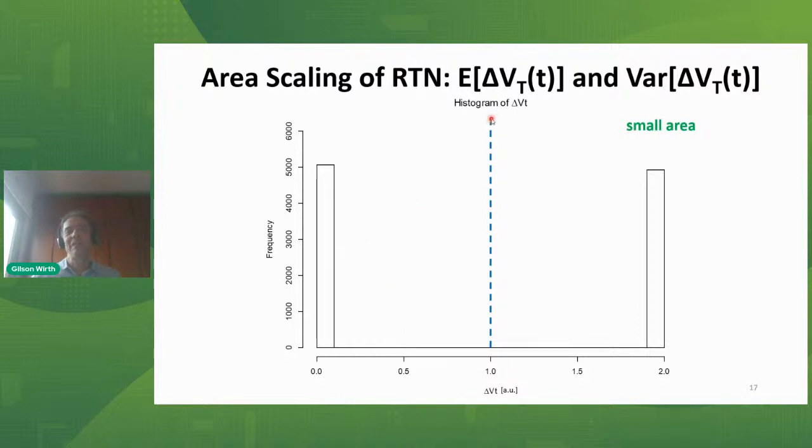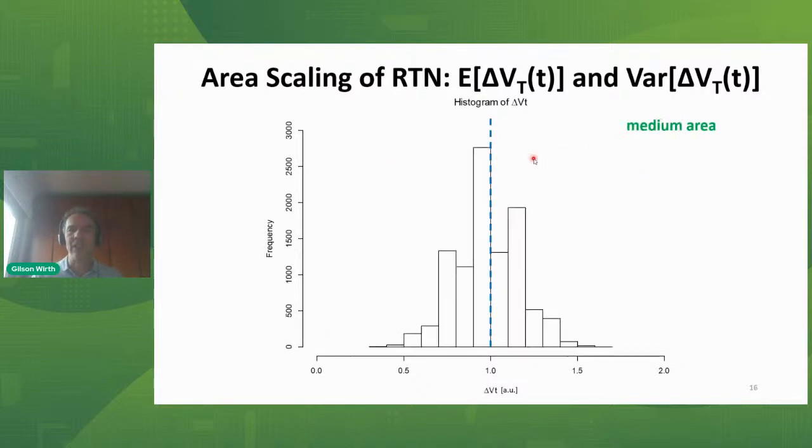You'll have an average value, because only on traps, empty or occupied. The average value of the VT or the current is something in between. But you see easily that you realize extreme values. So you can also see a histogram.